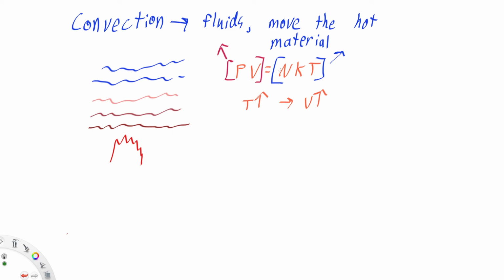So the hot air will expand because it's hot. And because it's hot, it will be less dense, because density is mass per volume. We haven't changed the amount of air, we've just changed the volume of the air. So density goes down.